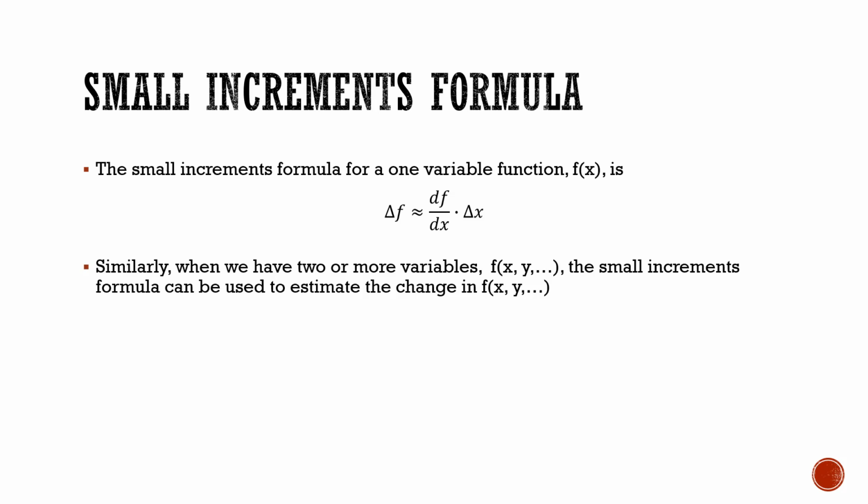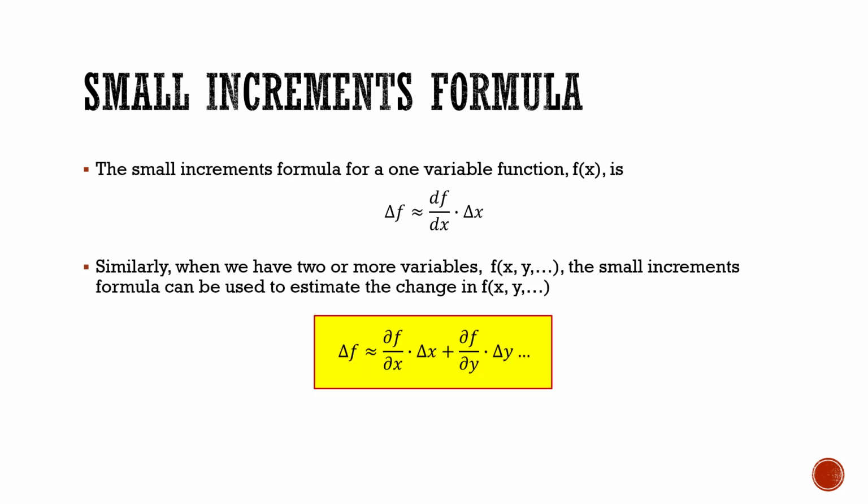Well, the small increments formula can still be used when we have two or more variables, but instead of using the full derivative df by dx, we use the partial derivatives df by dx and multiply those by the changes in x, the changes in y, and any other variables we might have. So let's use this relationship in one more example.